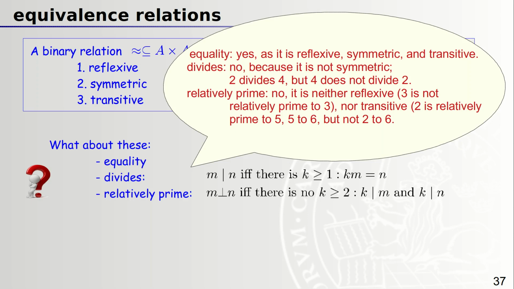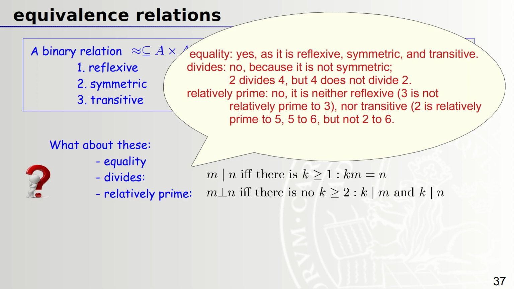Equality, yes, it is an equivalence relation because it is reflexive. A is always equal to A. It is symmetric. If A is equal to B, then B is equal to A. And it is transitive.